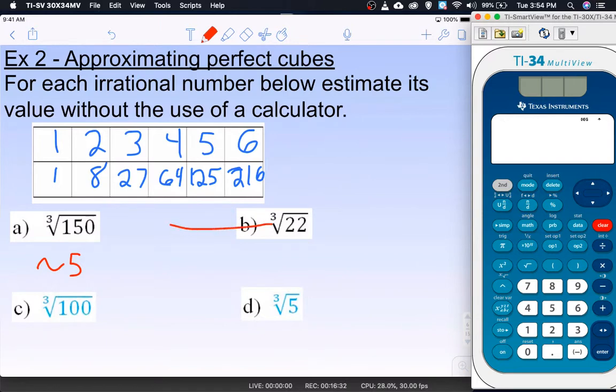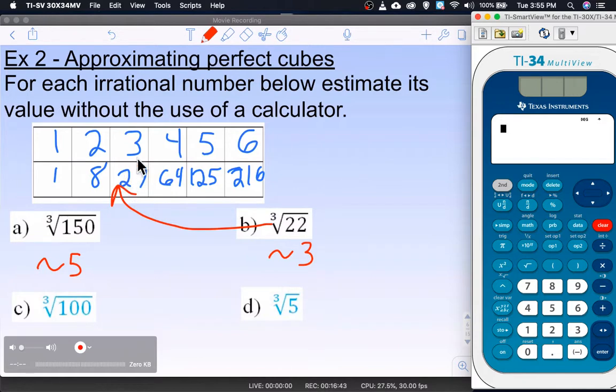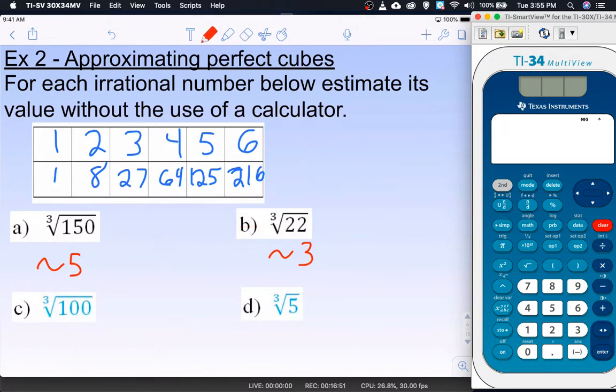Cube root of 22 fits in here. That's definitely much closer to 27 than it is to 8, so I'm going to call that about 3. It's closest to that perfect cube, so if I took the cube root, I would get close to 3. You try the next two, very quick. Should take you 15, 20 seconds at most.